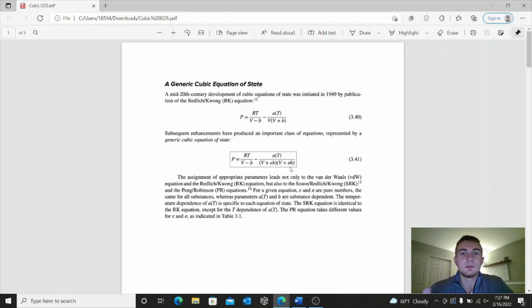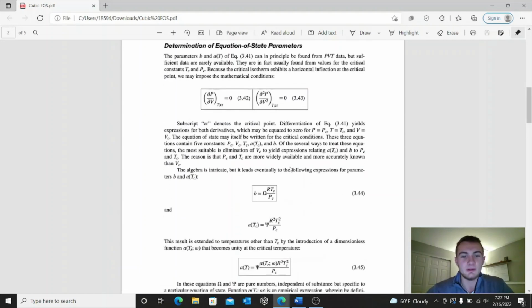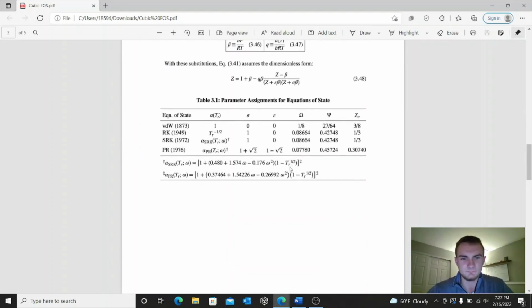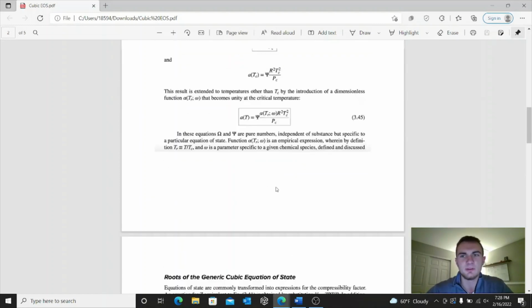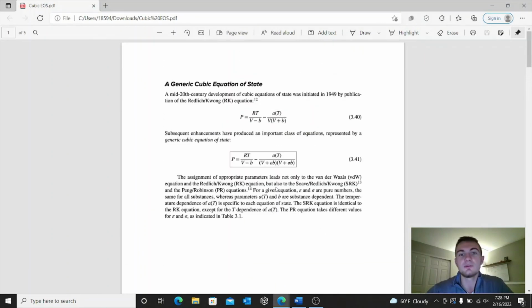Now, you might ask, well, what is epsilon and sigma? Well, if we scroll down to the rest of this document, you'll see we have different equations of state: the van der Waals, RK, SRK, different equation of state equations. And here we have the sigma and epsilon that would be plugged in to these equations in order to do calculations. So those are the two new parameters that have been added.